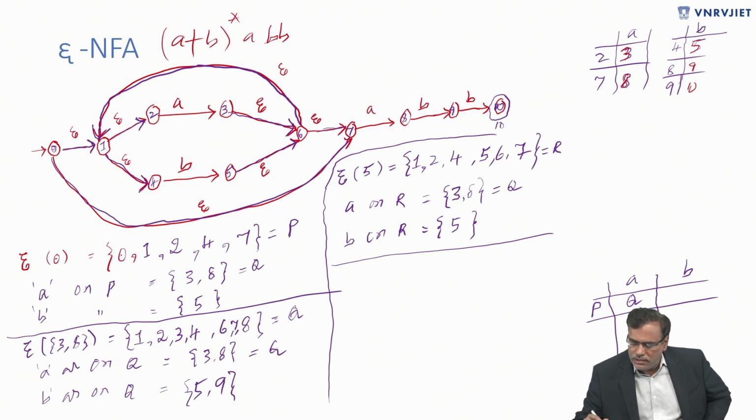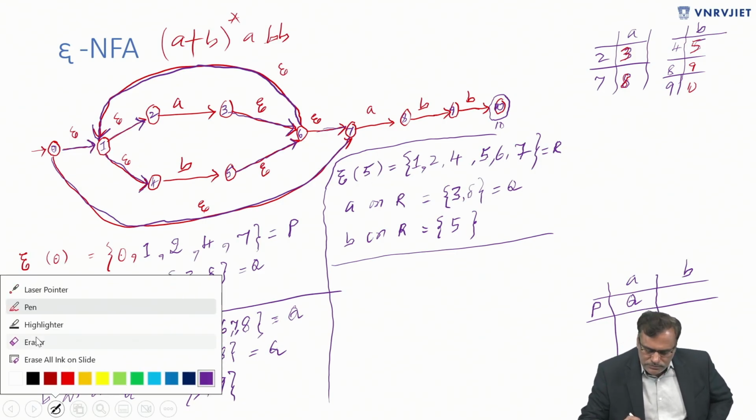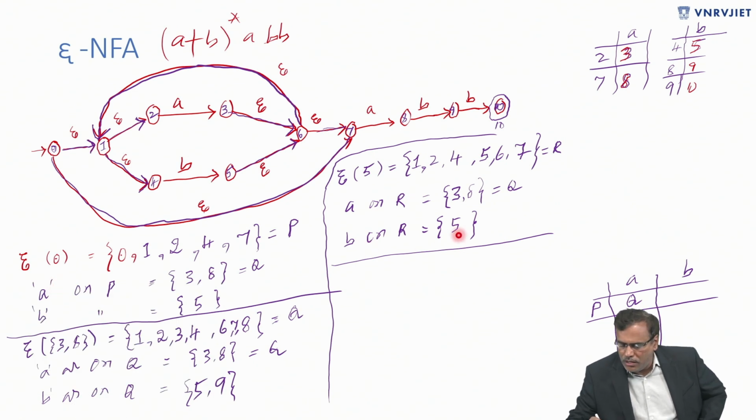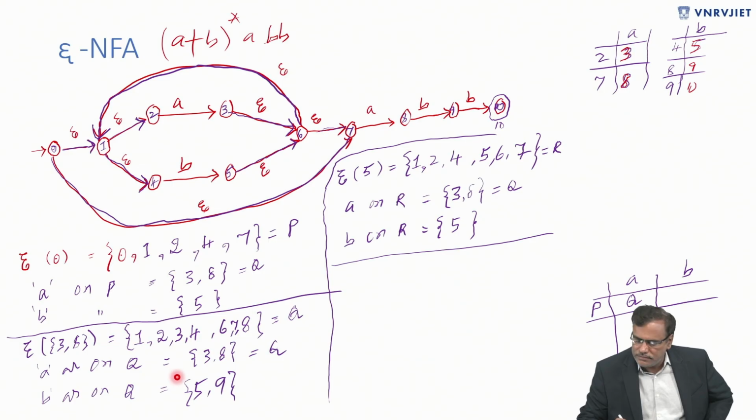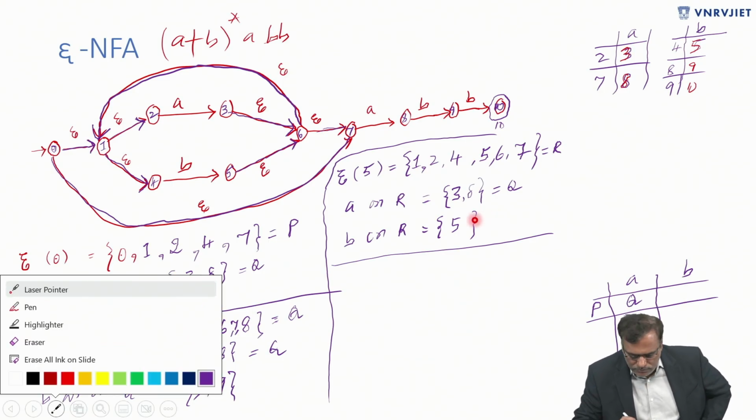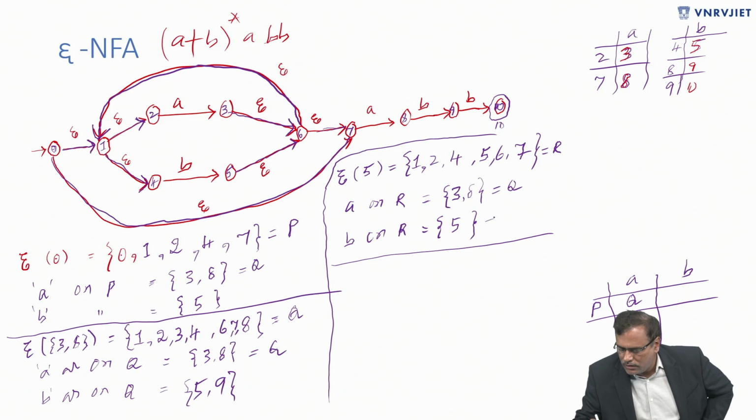Just now, for B on R you have got 5, and you have already found the epsilon closure of 5, and for that you have given the name R. Therefore, B on R becomes what? That is R itself.